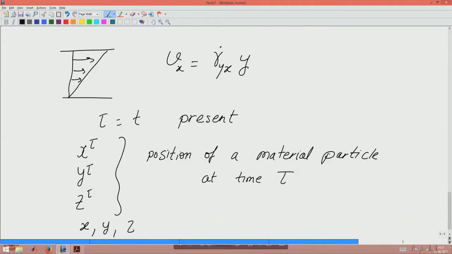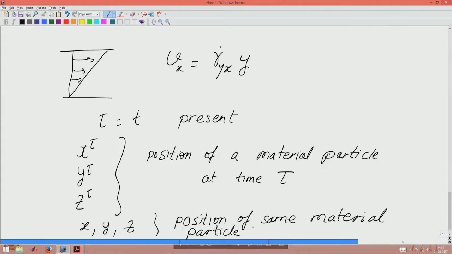And of course, given that we are tracking a material particle, x, y and z is the position of the same material particle at what time? At tau equal to t, which is the present time. So, how do we relate this? If you take a material particle which is here arbitrarily, any material particle, how do we now describe its position as a function of tau?